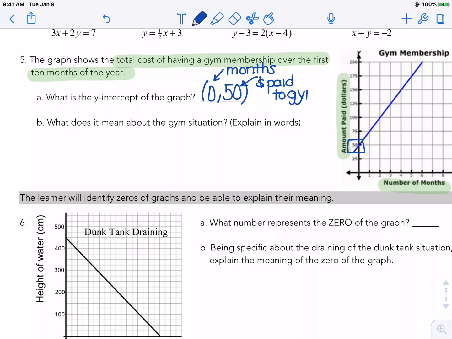And that way you could talk about how at 0 months or before you started going to the gym, you had to pay $50. And when we talked about this, people at first weren't sure, but what we think that means is that there must have been a $50 membership fee. There must have been an add-on one-time $50 fee. So you want to explain that in your own words.